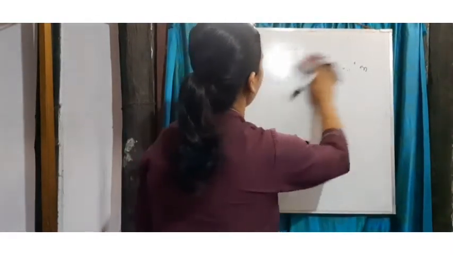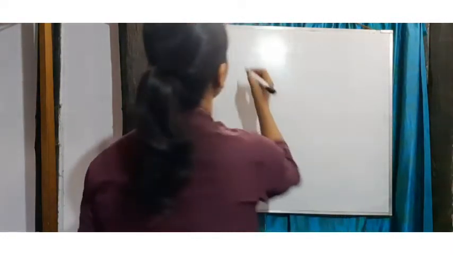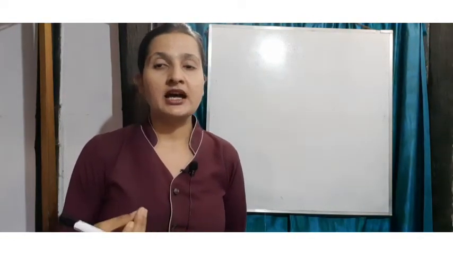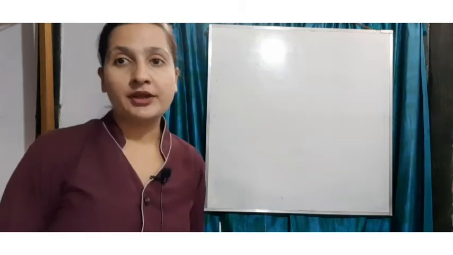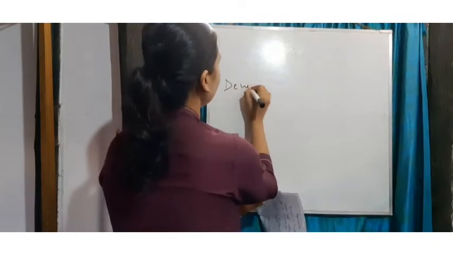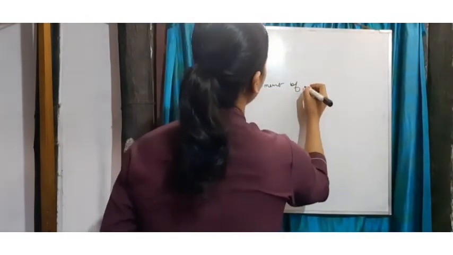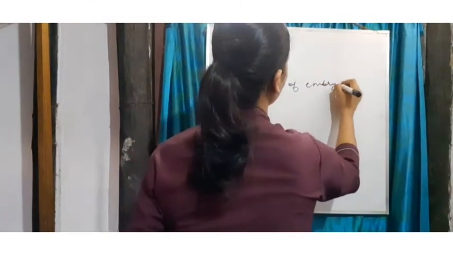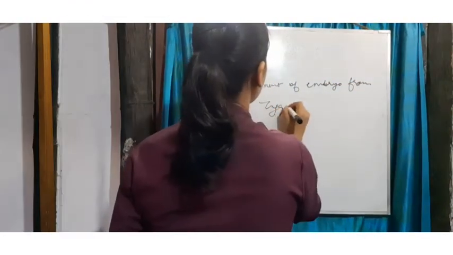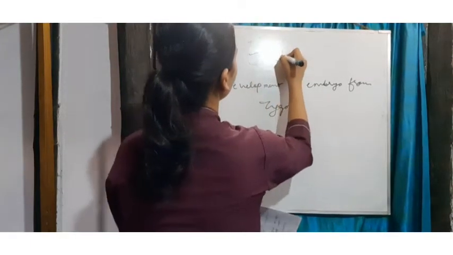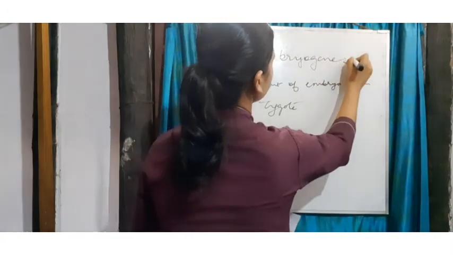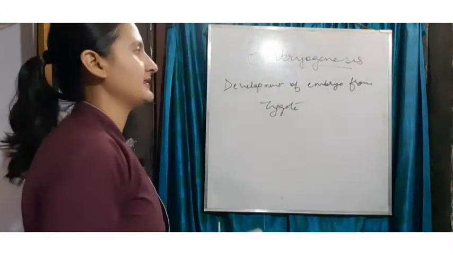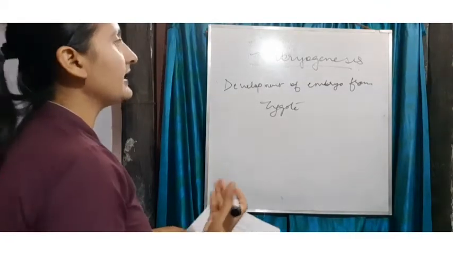In embryogenesis, what happens? Embryogenesis is the development of the embryo. When the zygote divides, it develops into an infant, an offspring, which is called the embryo. So the development of the embryo from the zygote is called embryogenesis. Now, how does it develop from the zygote?